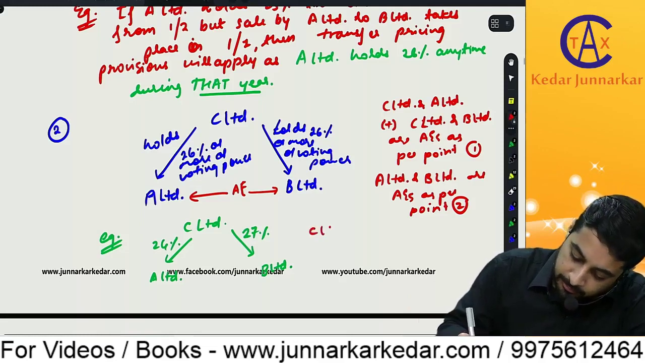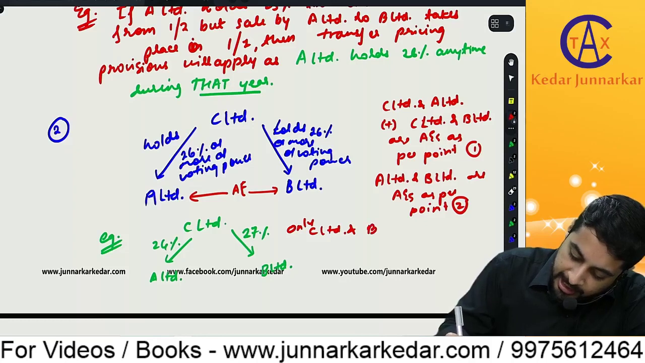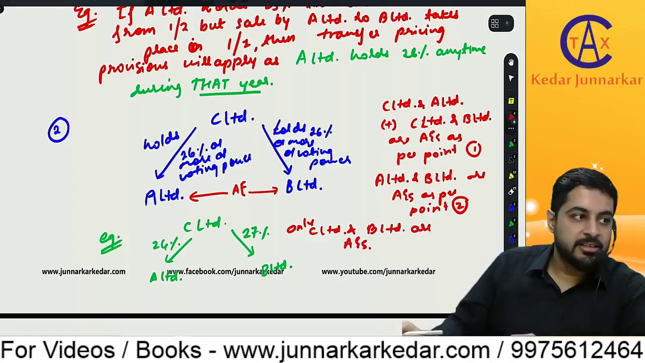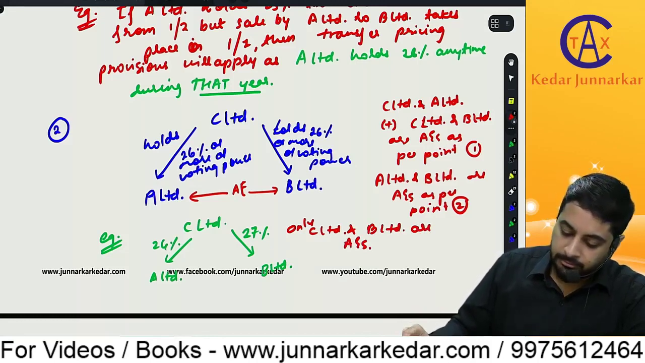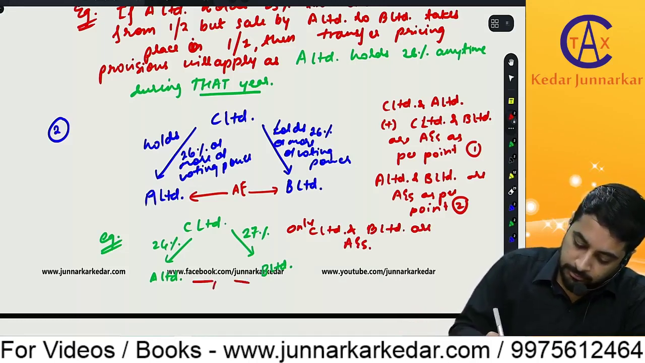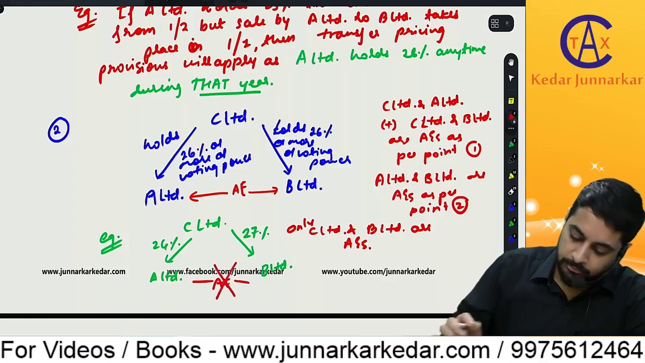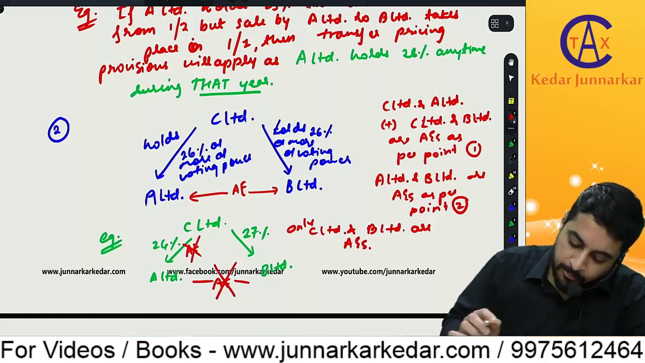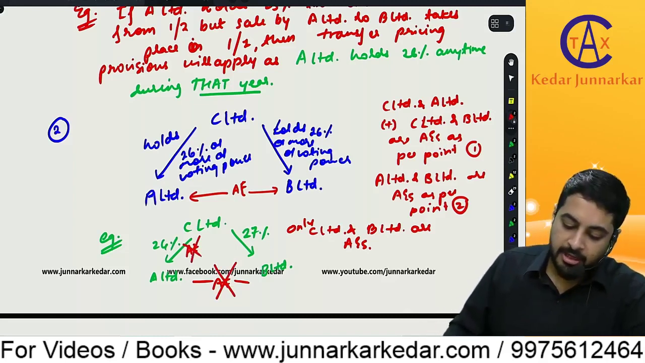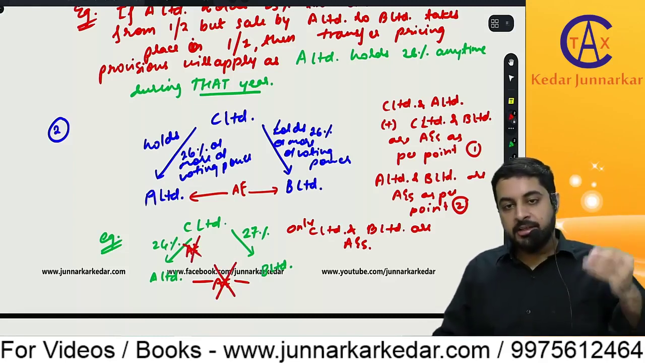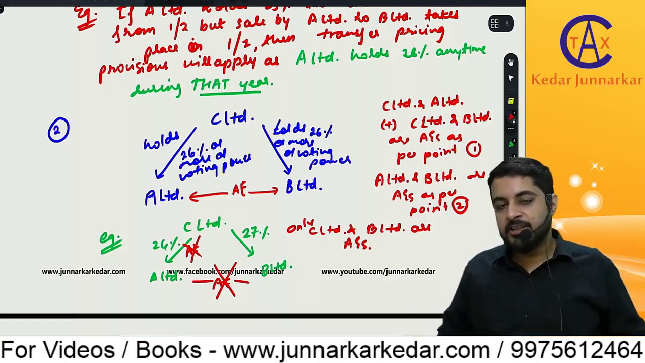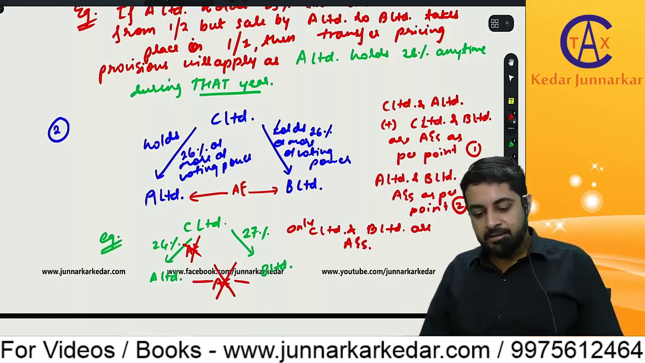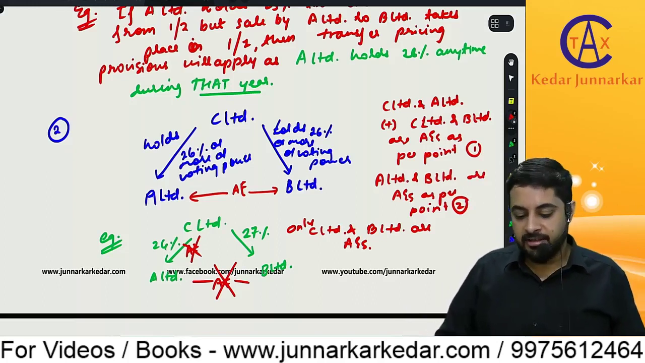So here only C Limited and B Limited are A's. And A Limited and B Limited are not A's. And C Limited and A Limited are not A's. But if any time during the year C Limited was holding 26% or more in A Limited, then in that case they would be considered as A's.